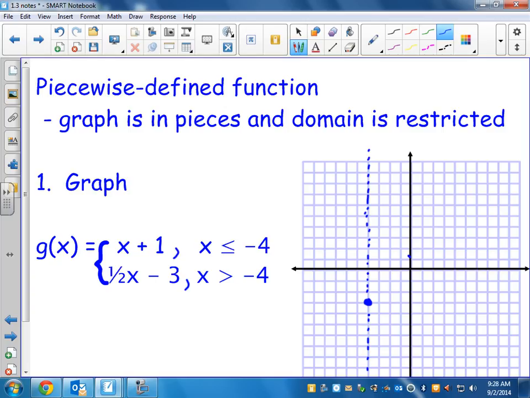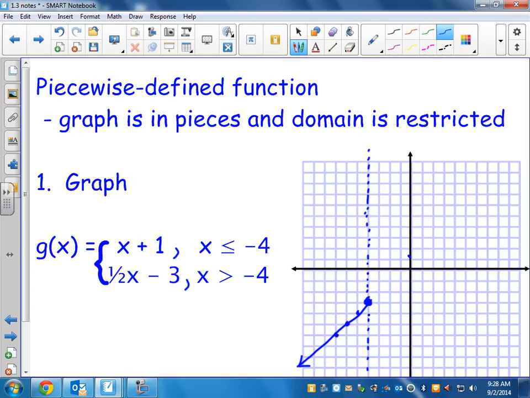It's up 1 over 1, but I got to go this way, so I'm going to go down 1, back 1. And why did I make a solid dot here? Because it's included. That's supposed to be a straight line. And all we've done is graph a linear line, but we've only graphed it on this part of the graph. It has to stop at -4.